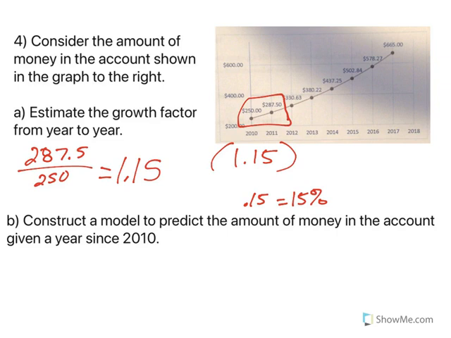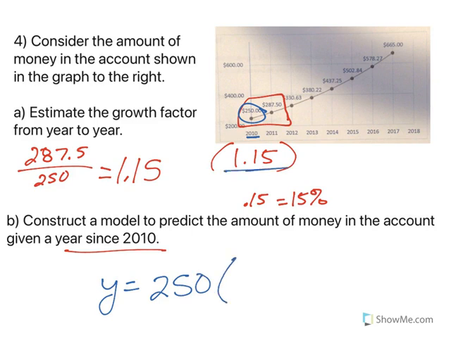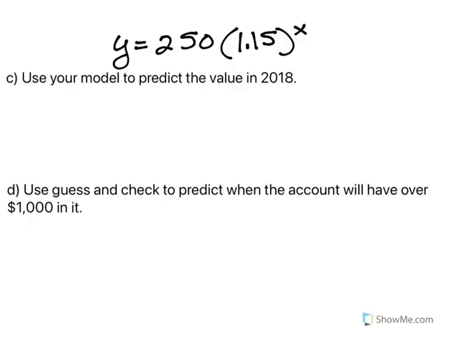All right, so let's construct a model for every year since 2010. So y equals, what's my initial amount? Well, we start at 250. We know our growth factor is 1.15, and we raise that to the x. Now that I have my model, we can predict the value in 2018.